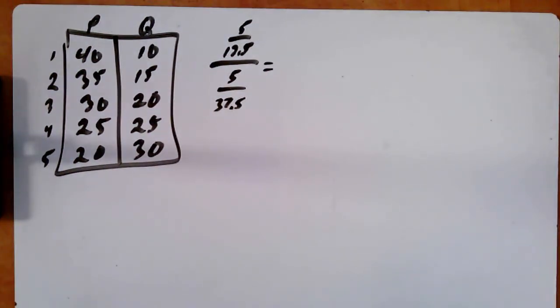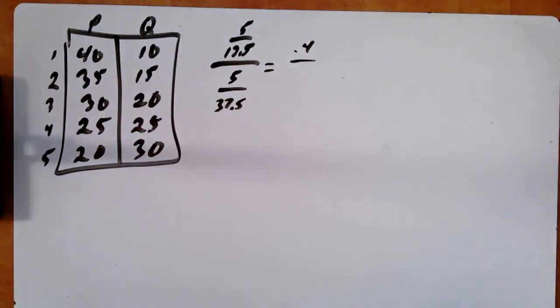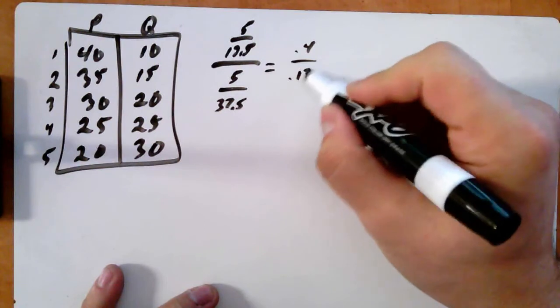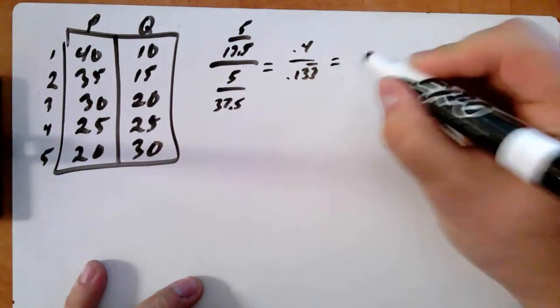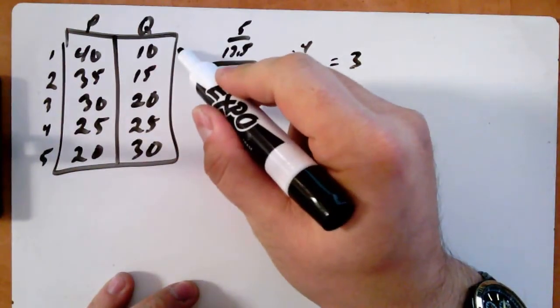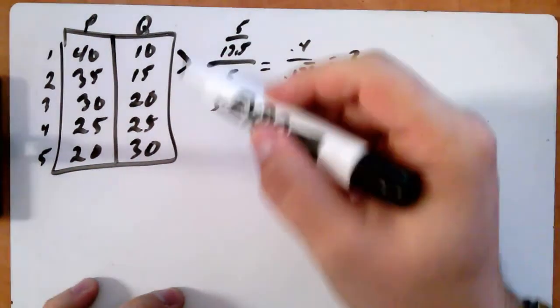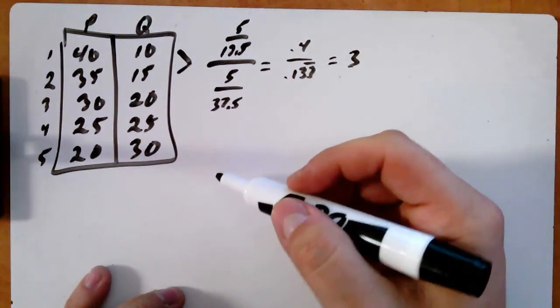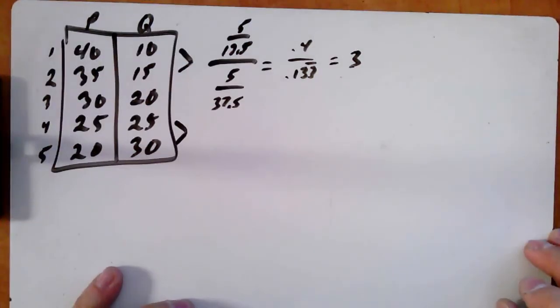So then we have 5 divided by 12.5, which is equal to 0.4. And then we're going to be taking 5 divided by 37.5, which is equal to 0.133. And then if you take 0.4 divided by 0.133 repeating, we will get an answer very close to 3. So between 1 and 2, we have an elasticity of demand of 3. And this is actually the same thing for all these various numbers here. And then eventually, say we come down here to between 4 and 5.